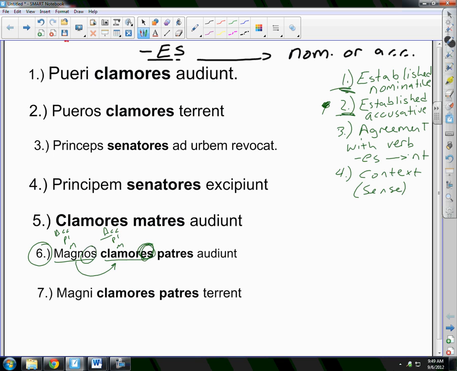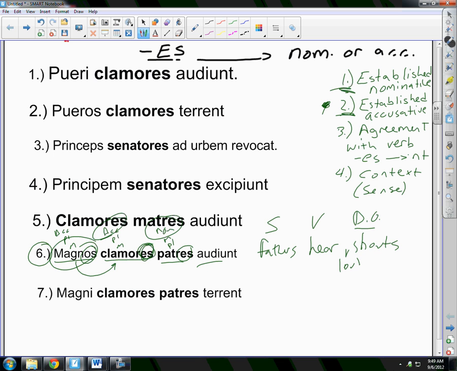If this one is already established as an accusative, then this es has to be nominative, masculine and plural. And this of course is a verb. So I go, subject is the nominative, which is fathers. The verb is here. The direct object is the accusative clamores, shouts. The magnos is going to modify the clamores. We're going to call that loud, or it means large, but we're going to change it to loud. The fathers hear the loud shouts.